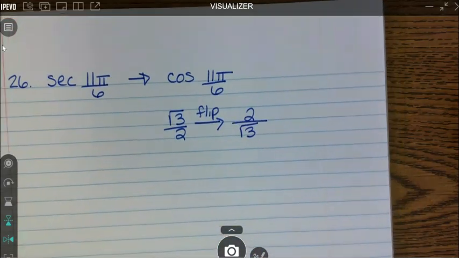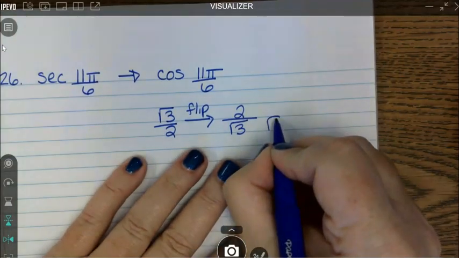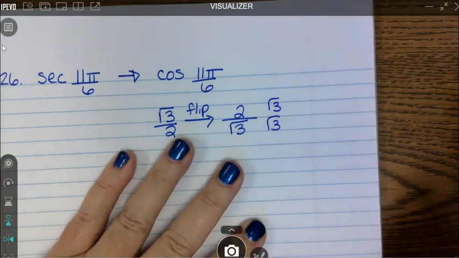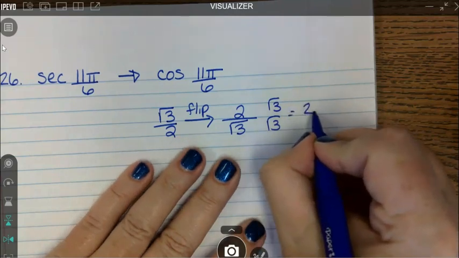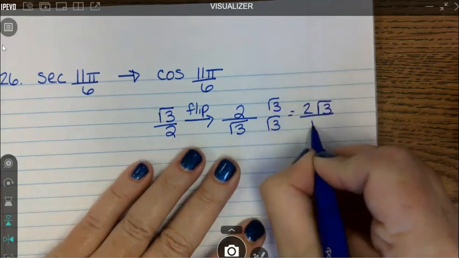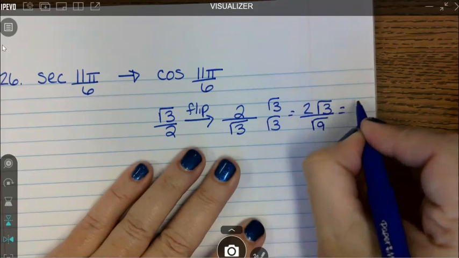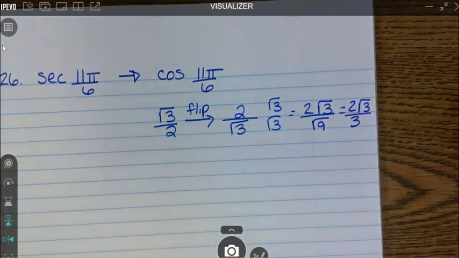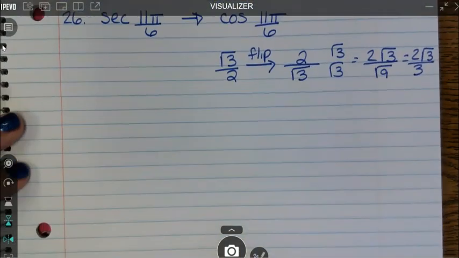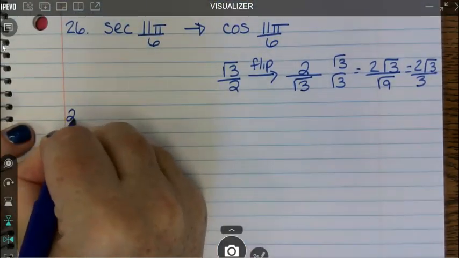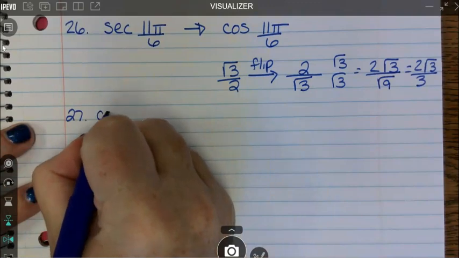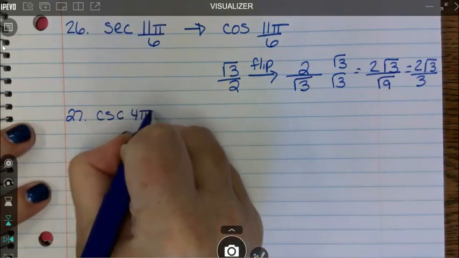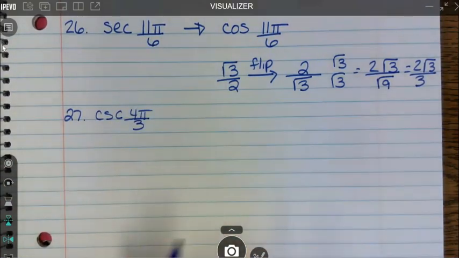But remember, we can't have that here. So I'm going to multiply the top and the bottom by the square root of 3. So this gives me 2 square root of 3 over the square root of 9. So this just cleans up to 2 square root of 3 over 3. Okay. 27 is cosecant of 4 pi over 3. I'm going to go this way, I think.